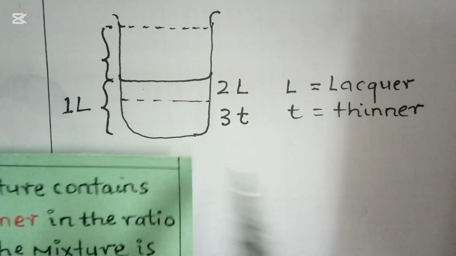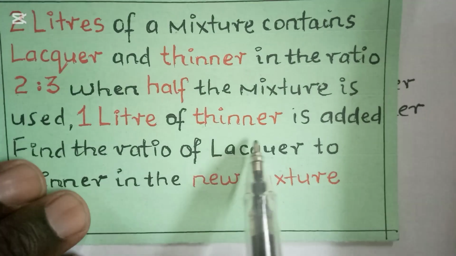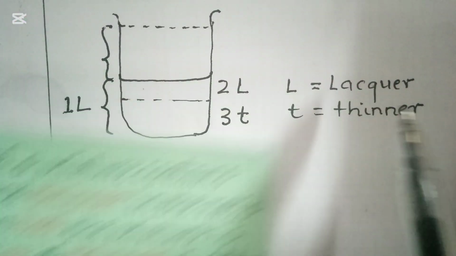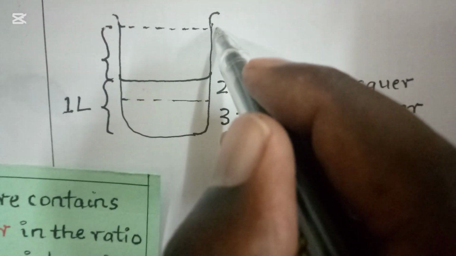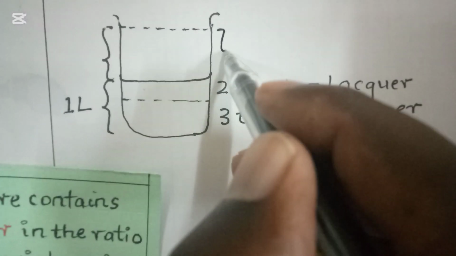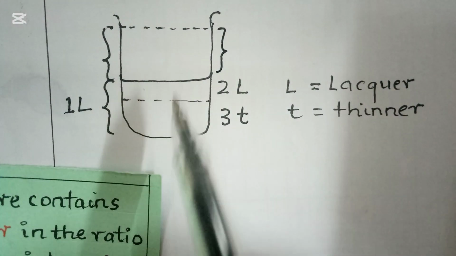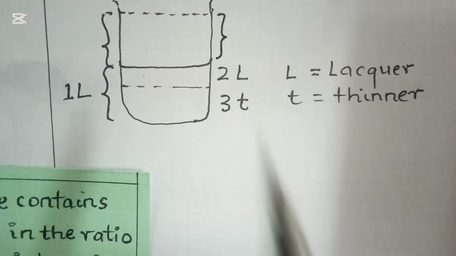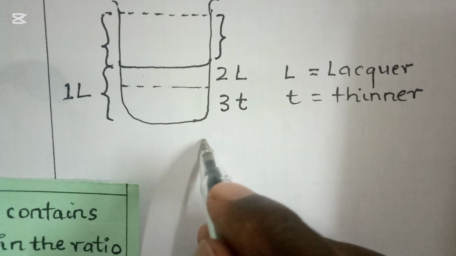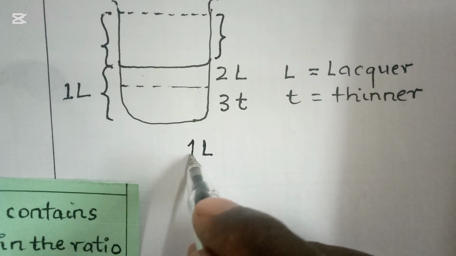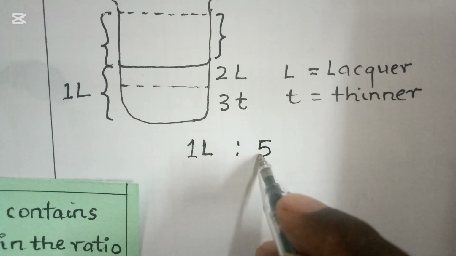And then, guys, we are told when half the mixture is used, 1 liter of thinner is added. And so, after using that, we add this. This is now going to be thinner. We are having thinner being added. And guys, as we know, here we have 5 parts. That is 1 liter contains 5 parts. That is in total.